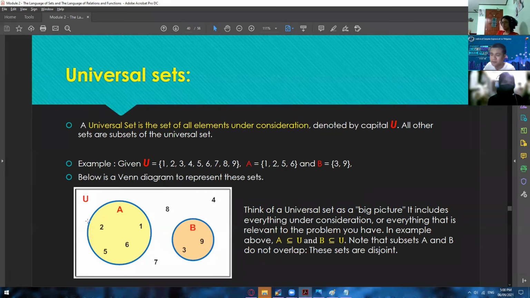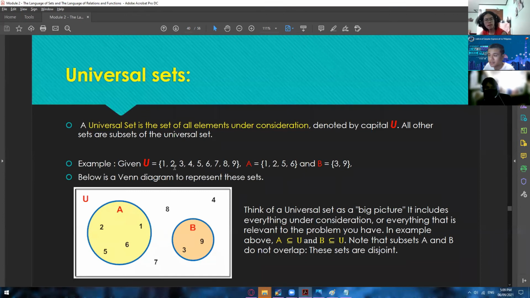So it has a boundary, of course. After the universe is the galaxy, but let's just stick with the universe or universal. This one is denoted by capital U. All other sets are subsets of the universal set.